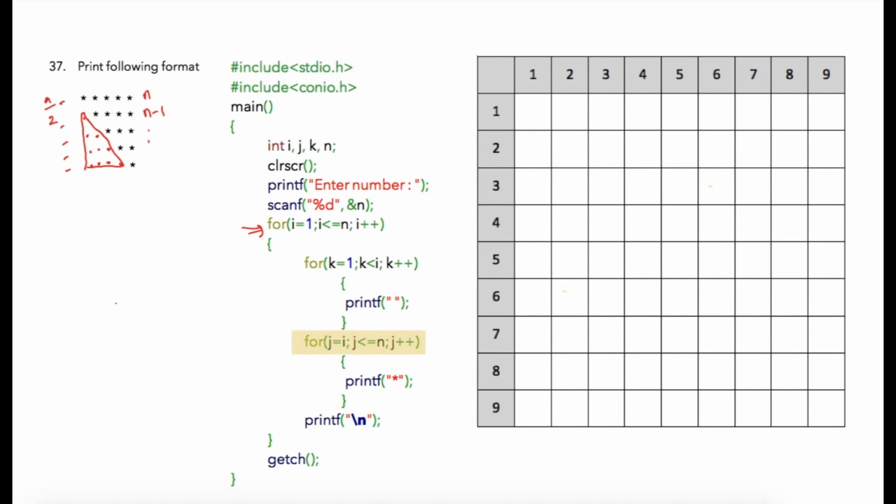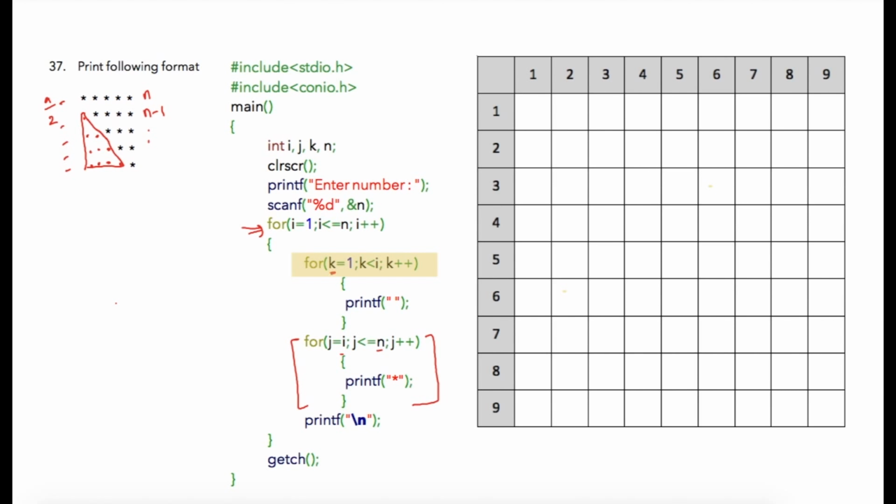So our loop for printing stars can start from i till n. So when i is 1, this loop will print 1 to 5, so 5 stars. On the first line it will print 5 stars, and on the second line the value of i will be 2, so it will print 2 to 5, so that will be 4 total stars. So this for loop is used for printing stars like this.